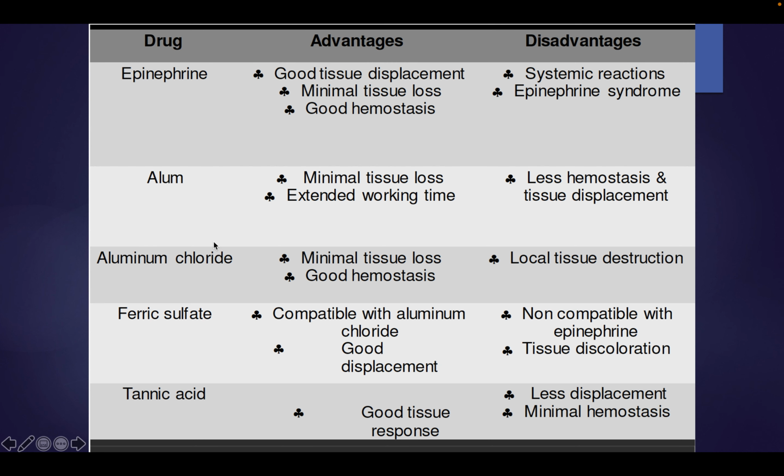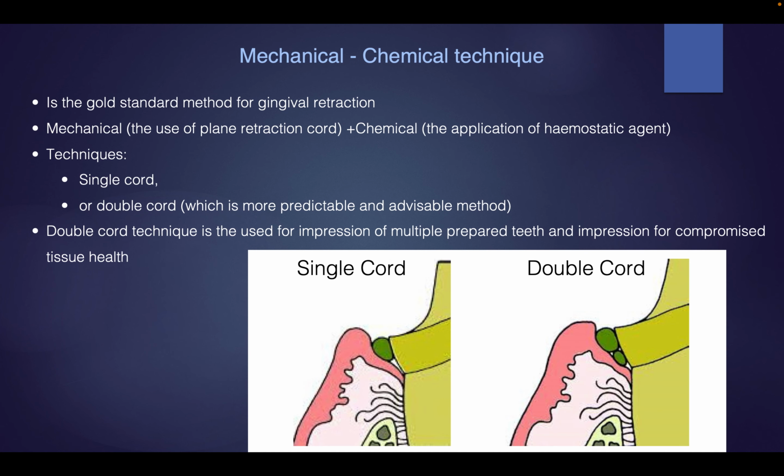This is a list of the others where you can see or read the advantages and disadvantages of the most commonly used, except, as I said, epinephrine. We don't use it any longer or advocate its use because it's not safe. Now, mechanical-chemical is the gold standard. So basically, it's the use of a cord or cords which are impregnated. So the mechanical is the use of the actual cord, and chemical is the use of the hemostatic agent inside the cord.